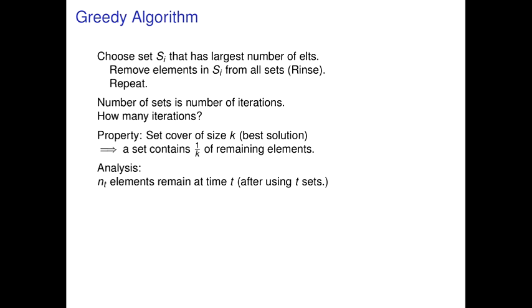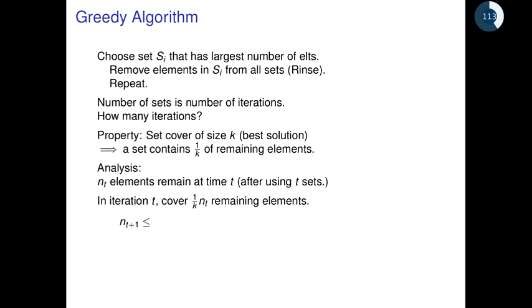Well, N over T, N sub T minus N sub T over K, right? There's some set that covers at least 1 over k of the items, nt over k of the items. So once you use that set, you must have reduced the number of elements by nt over k. Okay? So in iteration k, you cover 1 over k times nt of the remaining items.